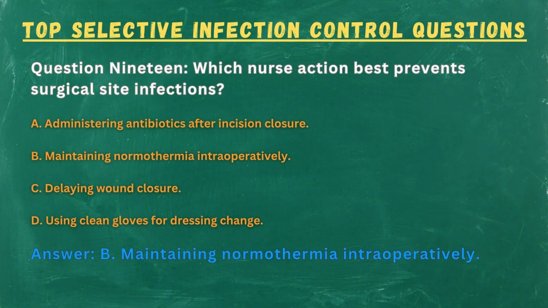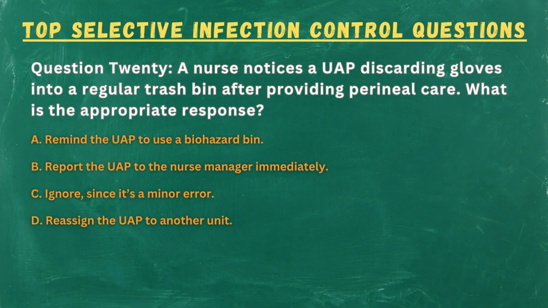Answer: B. Maintaining normothermia intraoperatively. Question 20. A nurse notices a UAP discarding gloves into a regular trash bin after providing perineal care. What is the appropriate response? A. Remind the UAP to use a biohazard bin. B. Report the UAP to the nurse manager immediately. C. Ignore since it's a minor error. D. Reassign the UAP to another unit.